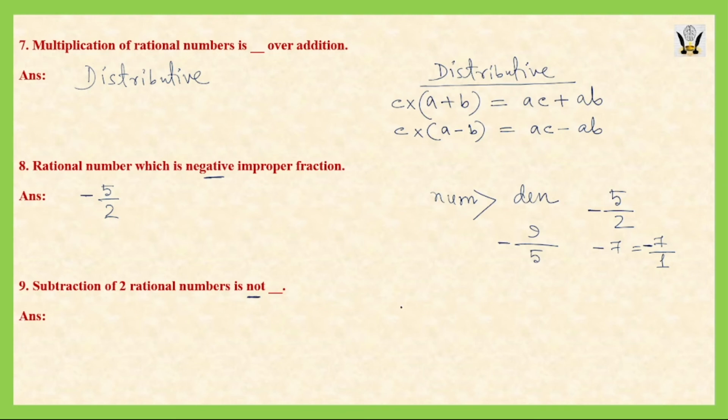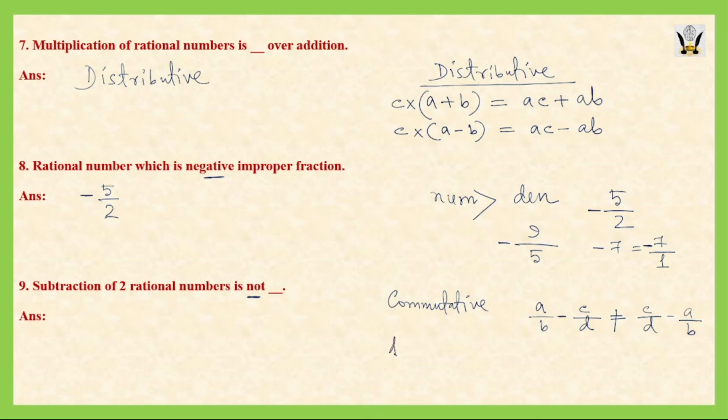So we know the commutative property says that if we choose two rational numbers, maybe a by b and c by d, and if we subtract c by d from a by b, then that will not be equal to when we subtract a by b from c by d, and that we have proved in our class where we learned about subtraction, different rules and properties.